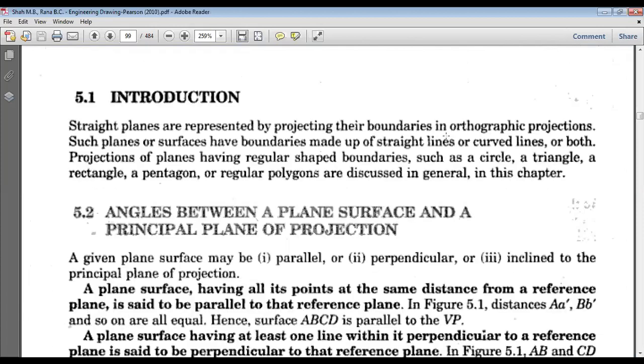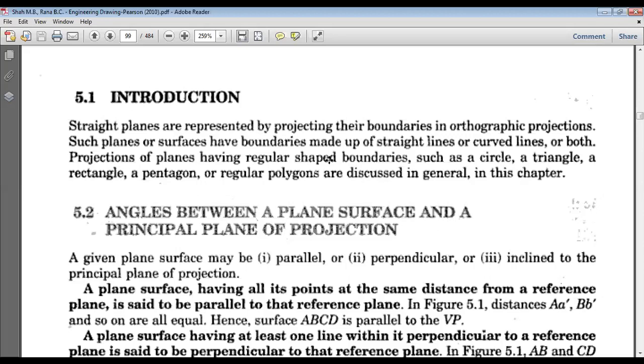See, we will first discuss straight planes. Straight plane means what? Whenever we draw orthographic projections, we take a 3D object and project it. We are just drawing the front view and top view. Whenever we look at orthographic projections, we draw the front view as well as the top view.